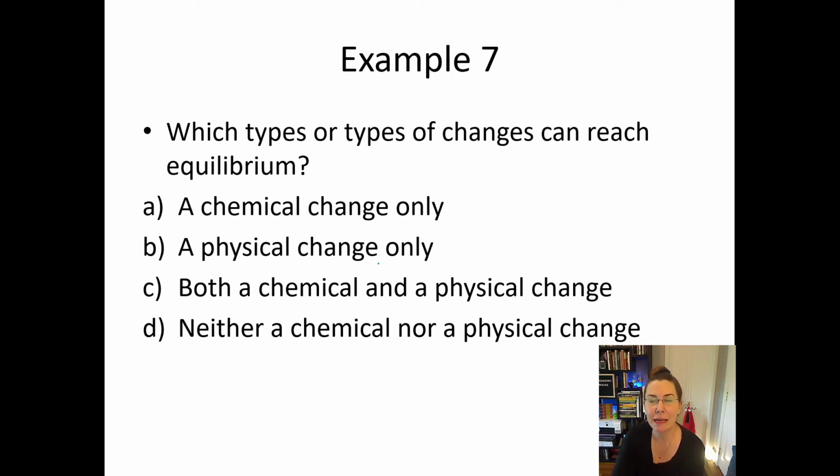Let's look at example 7. Which type or types of changes can reach equilibrium? A, a chemical change only, B, a physical change only, C, both a chemical and a physical change, and D, neither a chemical nor a physical change.